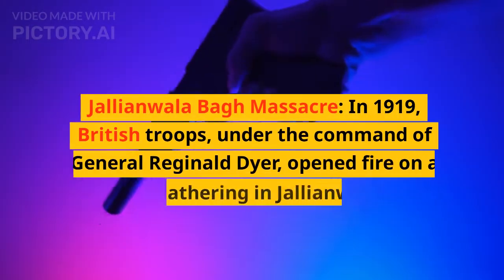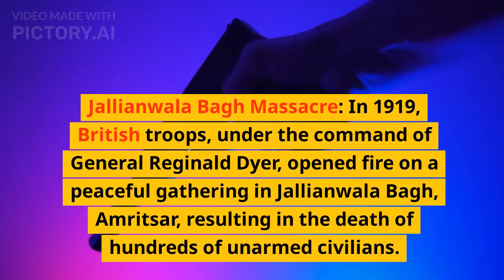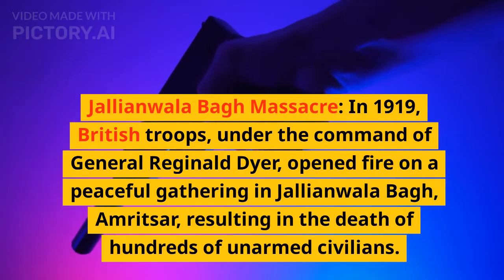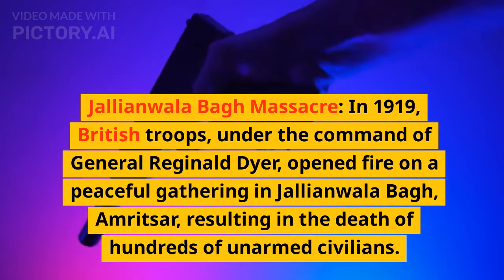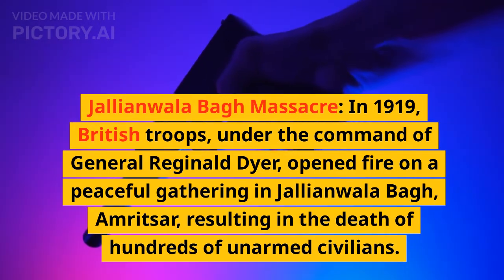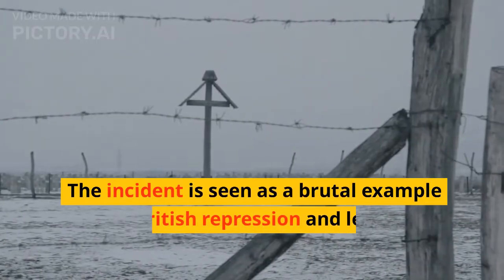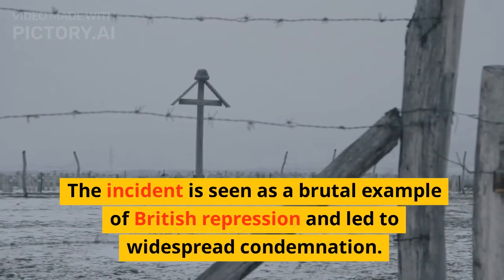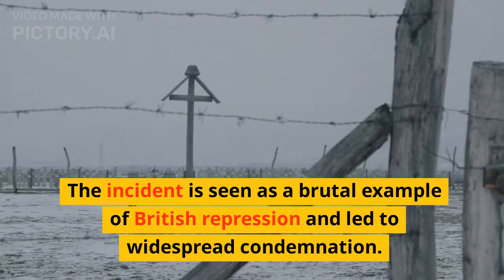Jallianwala Bagh Massacre. In 1919, British troops, under the command of General Reginald Dyer, opened fire on a peaceful gathering in Jallianwala Bagh, Amritsar, resulting in the death of hundreds of unarmed civilians. The incident is seen as a brutal example of British repression and led to widespread condemnation.